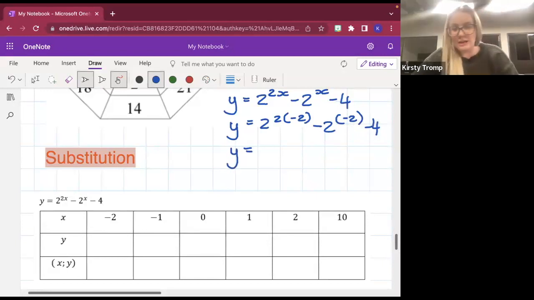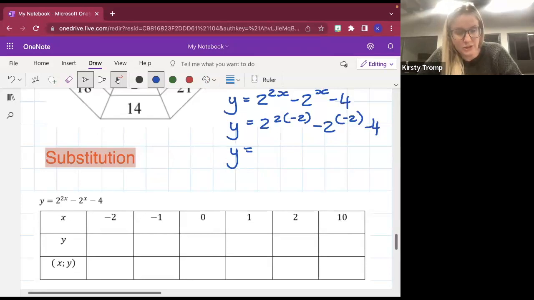So on your calculator, go put that in for me. You're going to have 2 to the power of 2, open brackets, negative 2, close brackets, minus 2 to the power of negative 2, minus 4. What do you get as your answer?